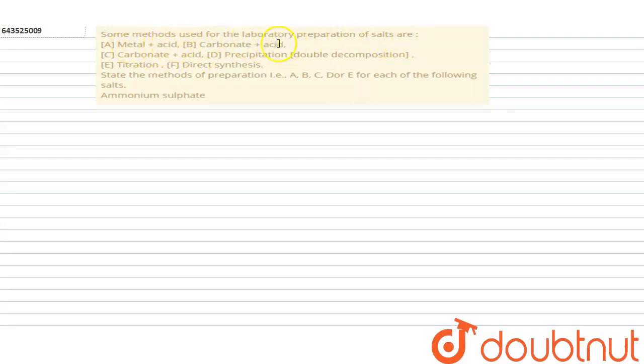Hi students, our question is, some methods used for the laboratory preparation of salts are metal plus acid, carbonate plus acid, precipitation, double decomposition, titration, and direct synthesis. State the methods of preparation, that is A, B, C, D or E for each of the following salts.